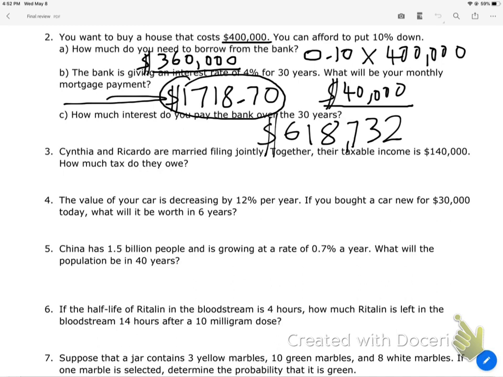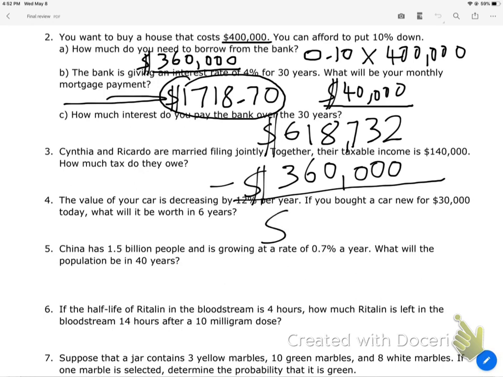But remember, I only borrowed $360,000. So the difference between those two numbers is just how much I've actually paid in interest. So if I take away 360, in other words, I have paid the bank interest a total of $258,732. Great.